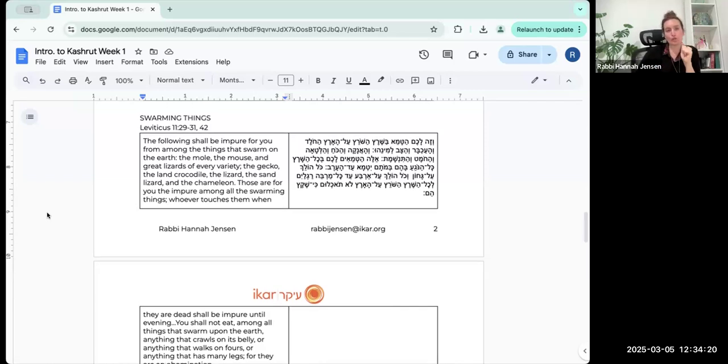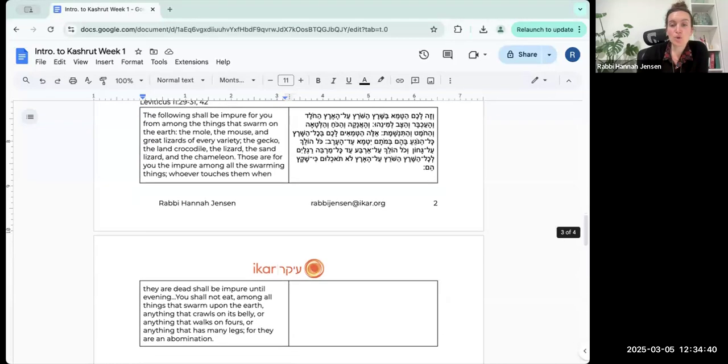The following will be impure for you from among the things that swarm on the earth: the mole, the mouse, the great lizards of every variety, the gecko, the land crocodile, the lizard, which is a different lizard, the sand lizard, and the chameleon. Those are for you the impure among all the swarming things. Whoever touches them when they are dead shall be impure until evening. You shall not eat among all things that swarm upon the earth, anything that crawls on its belly, or anything that walks on fours, or anything that has many legs, for they are an abomination.